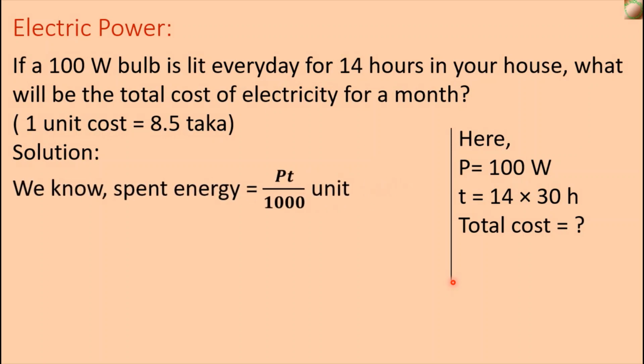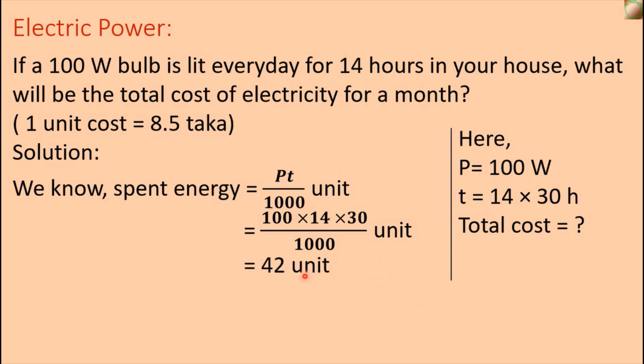We know spent energy is equal to PT divided by 1000 unit. Here power is equal to 100 and time is 14 into 30, that is PT means 100 into 14 into 30 divided by 1000 unit. This is equal to 42 unit. That is 42 unit electric energy is used to light a 100 watt bulb every day for 14 hours in 1 month.